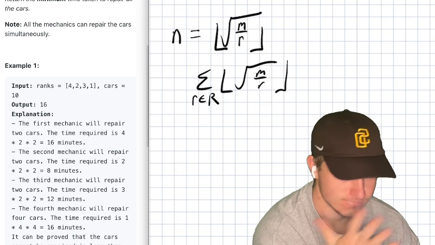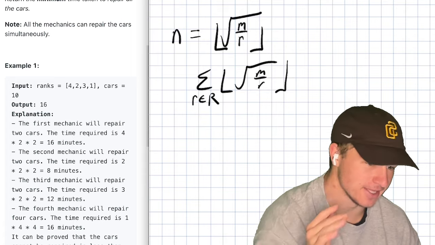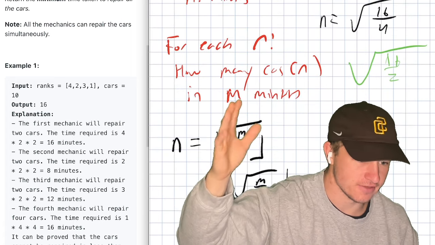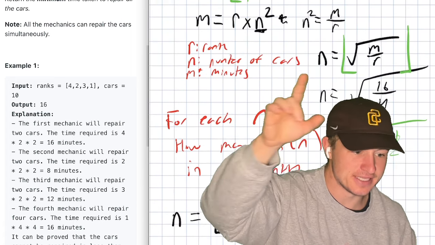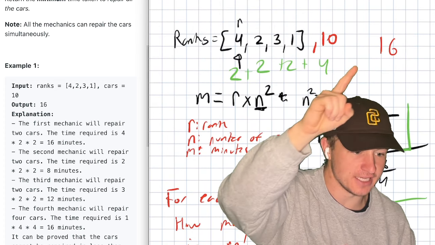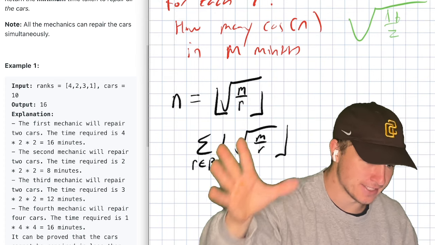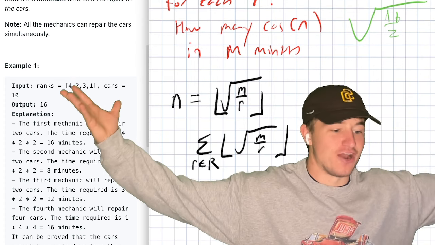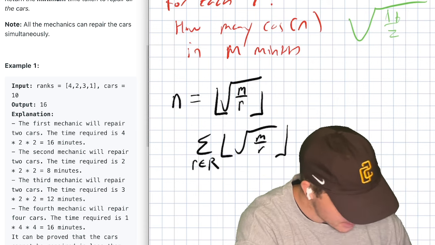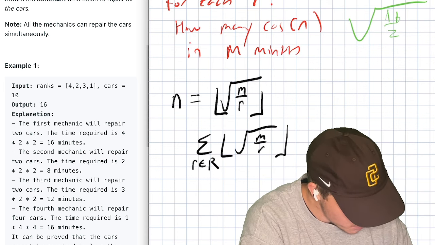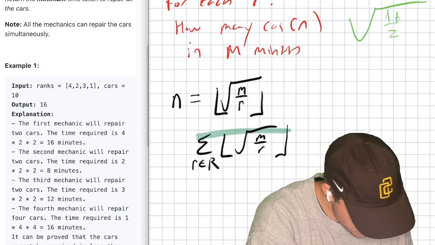Right? Makes sense? Kind of, right? This is just the fact of this formula, and then saying, okay, how many cars could you fix in a given minute, right? It's based on this here. I don't know what else to tell you. That's basically what the formula is. But how do we use this information to derive a solution?